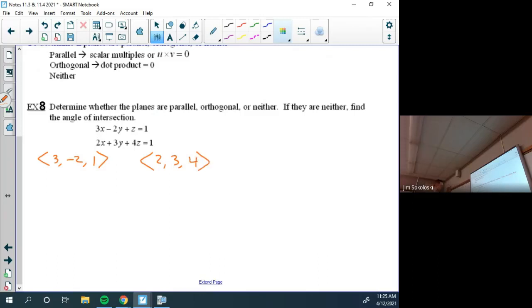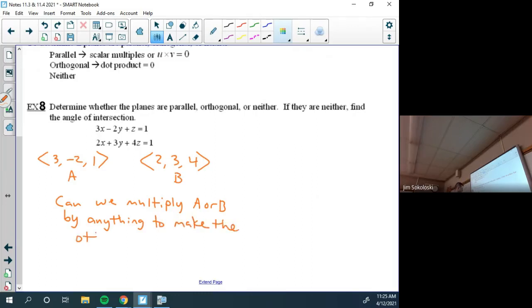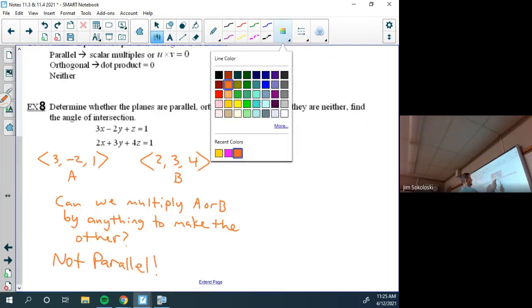Sometimes I skip saying the orthogonal part. So if I call this one A and that one B, it doesn't matter. Can we multiply A or B by anything to make the other? So 3 times something to make it 2, but the same number. Yeah, so these are definitely not parallel. That's for sure. There's not any sort of scalar multiple there.